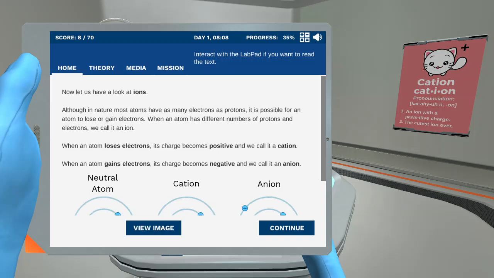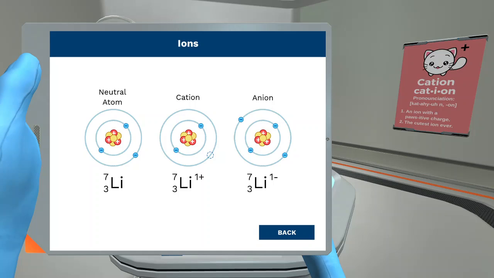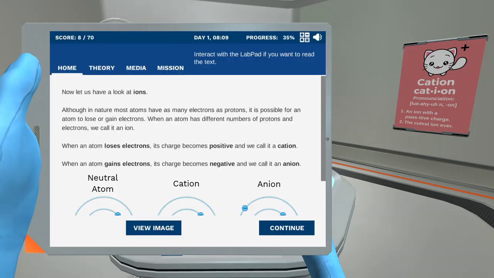Now let us have a look at ions. Although in nature most atoms have as many electrons as protons, it is possible for an atom to lose or gain electrons. When an atom has different numbers of protons and electrons, we call it an ion. When an atom loses electrons, its charge becomes positive and we call it a cation. When an atom gains electrons, its charge becomes negative and we call it an anion.